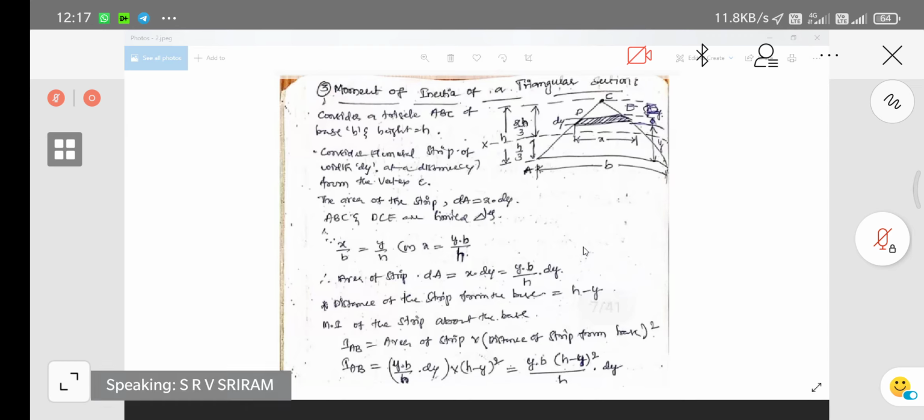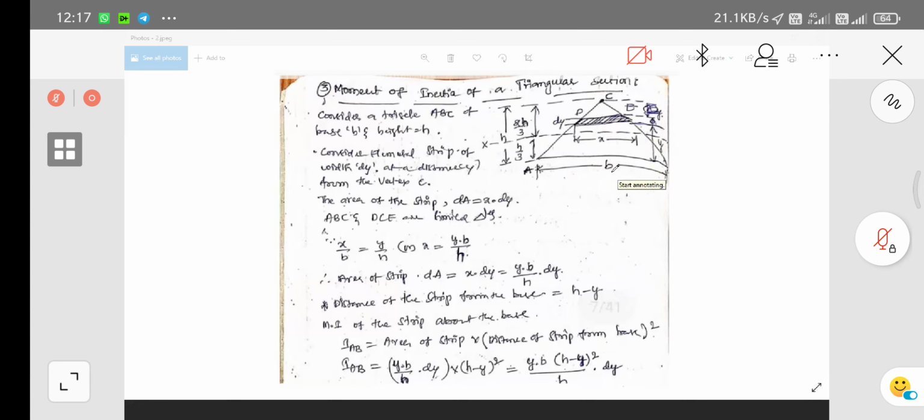So see here how we got bh cube by 36 and bh cube by 12 as the central moment of inertia and base moment of inertia for this triangle. We will see how to derive this. This is the triangle I have taken, and I want to find its moment of inertia. First of all, geometrically I have to define this triangle with its dimensions.